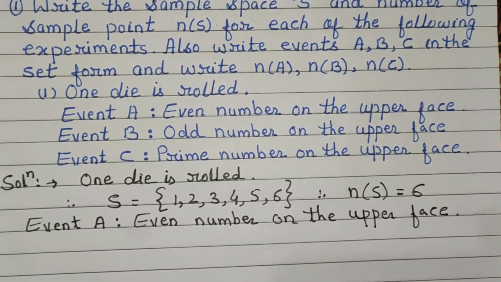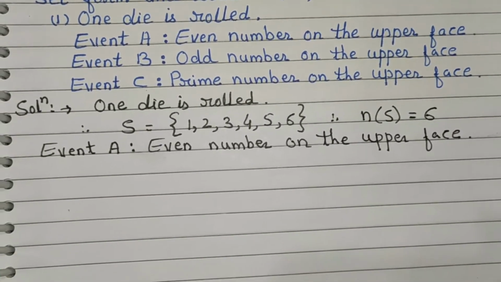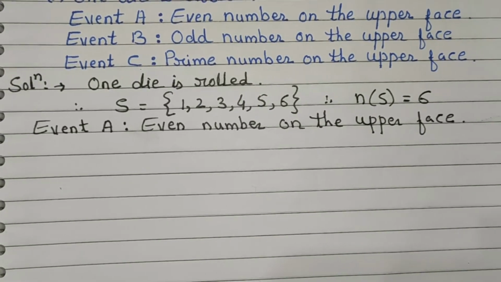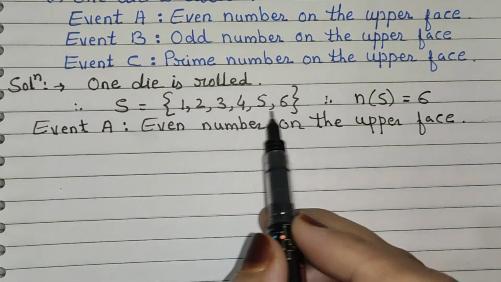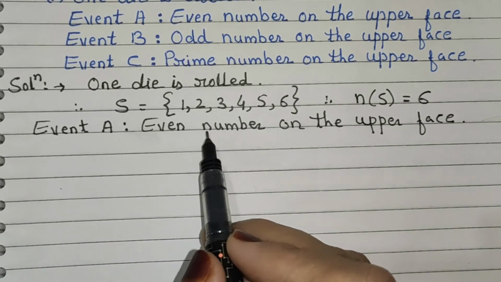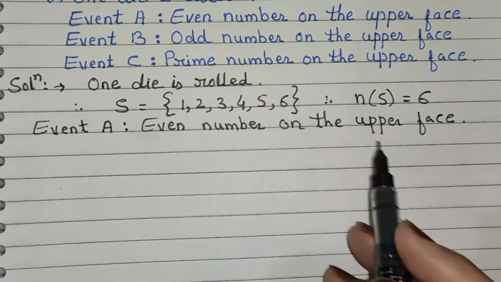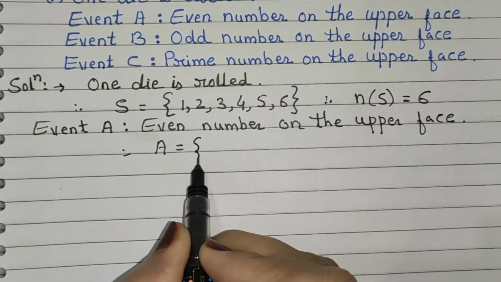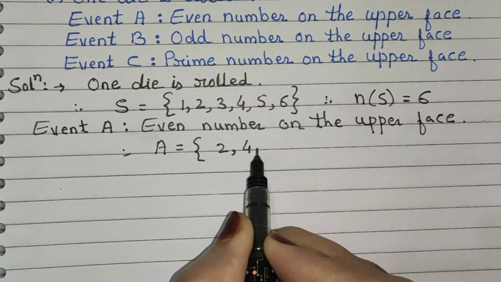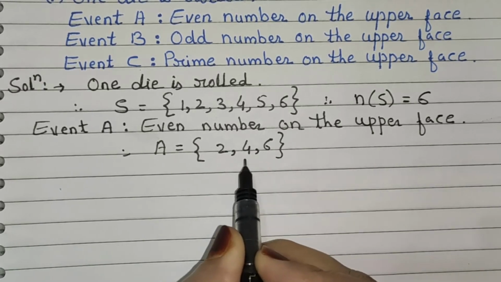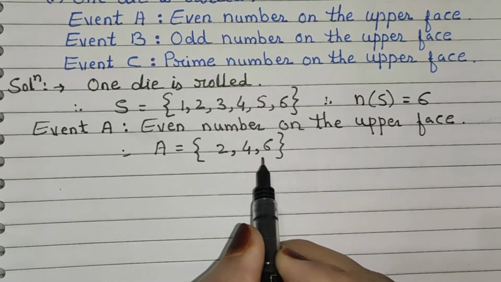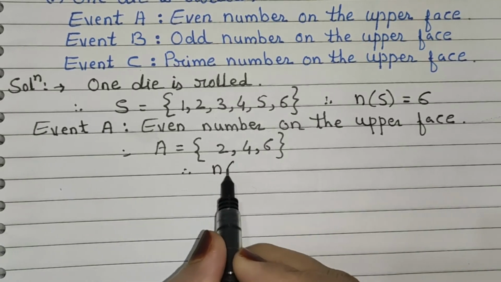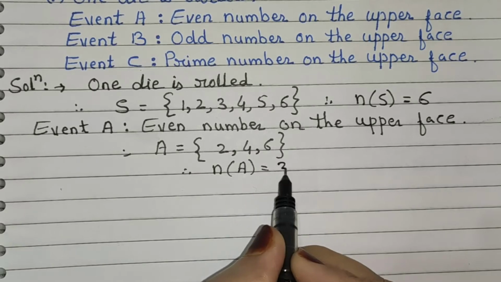Now from the condition, look at sample points in the sample space. Even numbers are 2, 4 and 6. Therefore write down in set A. Therefore A is equal to {2, 4, 6}. Now counting the sample points here, we get 3. Therefore n(A) is equal to 3.